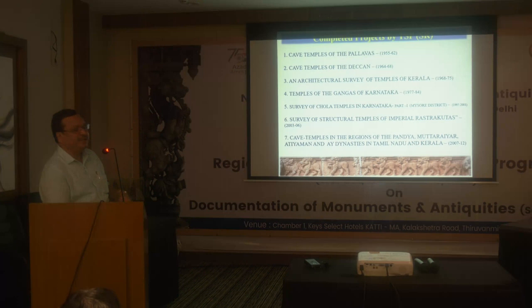One is the cave temples of Pallavas. It deals with only the cave temples of Pallavas, not any structural temples. Then comes the cave temples of Deccan, which starts from the Vakataka period onwards. Then the architectural temples of Kerala, concentrated in one region, Kerala. Then temples of Gangas of Karnataka. Then survey of Chola temples of Karnataka. Then survey of structural temples of the Rashtrakutas also. Then the Pandyas and the Uttara Pandya chieftains who lived next.